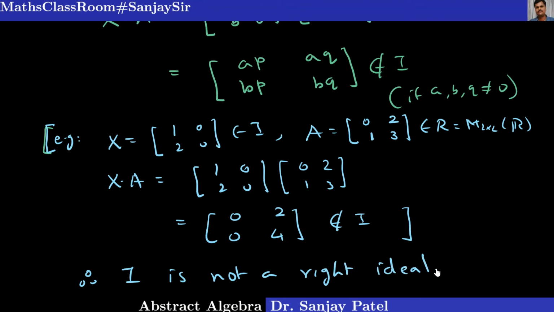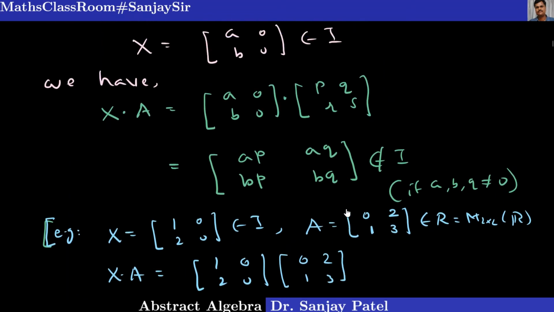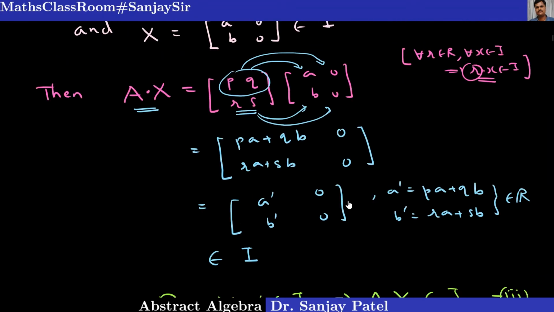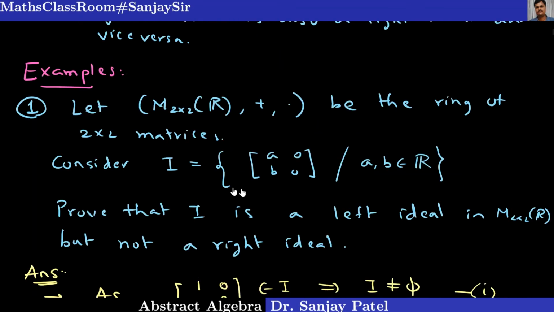So this is a very important example of a set which is a left ideal but not a right ideal. What is that example? Let us recall the set of all matrices of the form A, B, 0, 0. The first column is A, B, and the second column is 0, 0. It is a left ideal, but it is not a right ideal.